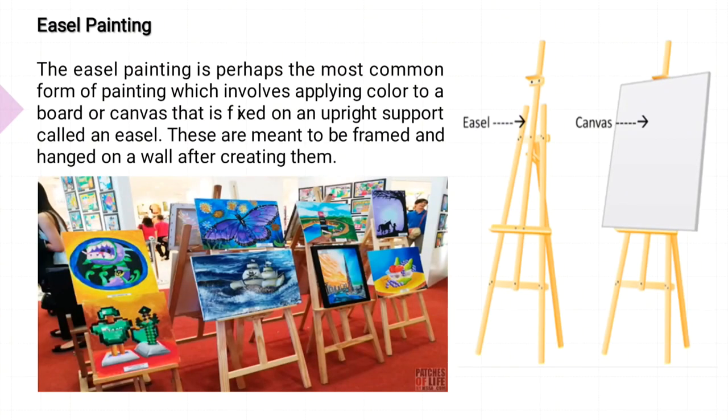Forms of painting. Easel painting. The easel painting is perhaps the most common form of painting, which involves applying color to a board or canvas that is fixed on an upright support called an easel. These are meant to be framed and hung on the wall after creating them.